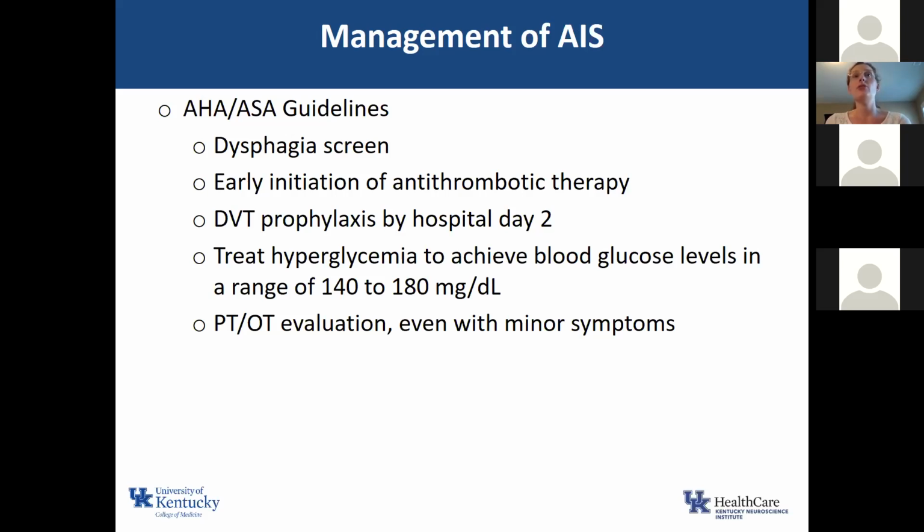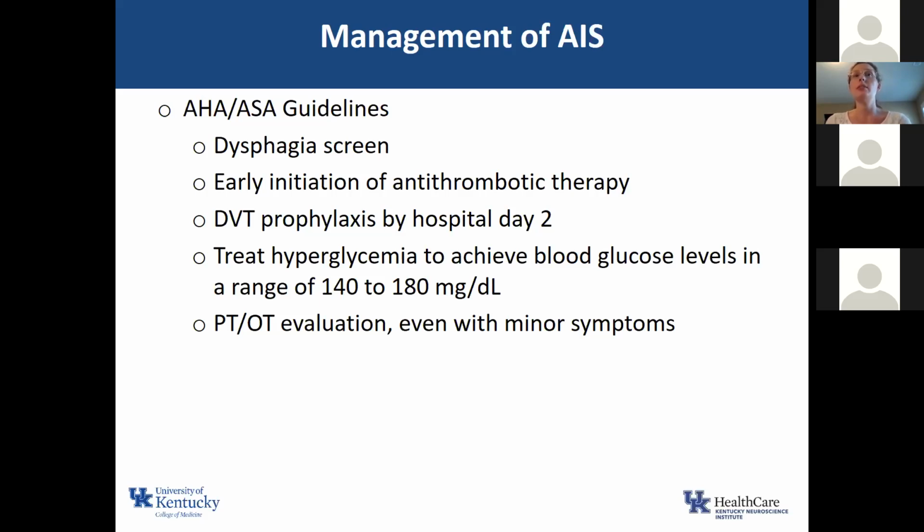DVTs are very common in stroke patients. Obviously, if they're immobile, laying in the bed because of their hemiparesis, for example, DVT prophylaxis is going to be very important. And then we know that uncontrolled hyperglycemia can cause poor stroke outcomes in our patients. So we really want to make sure that we treat any hyperglycemia, keep it 140 to 180, but not over-treat, because hypoglycemia has its complications as well.